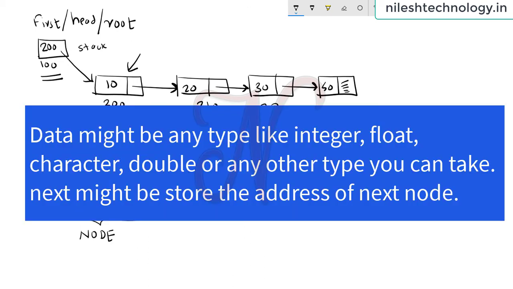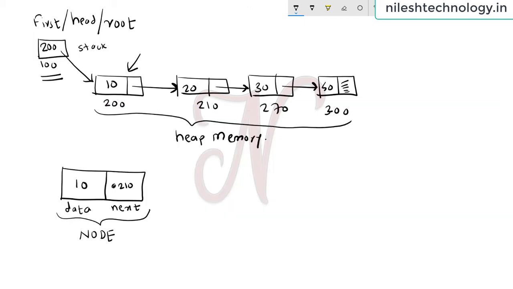Data might be of any type, like integer, float, character, double or any other type you can take. For learning purposes we choose the integer data type, and the pointer points to a node, that is, it stores the address of the next node. So the combination of data and next is called a node. In programming, how is it defined? As a structure. We define it in C language. The structure members are data and next.